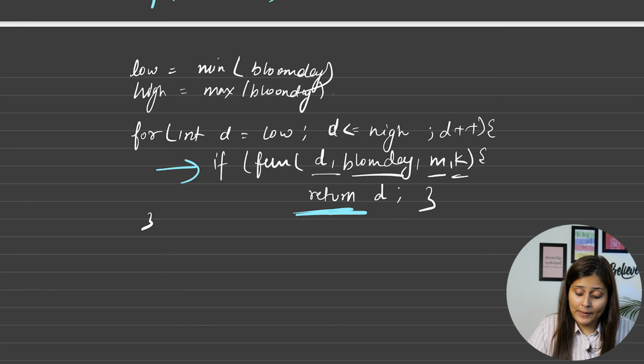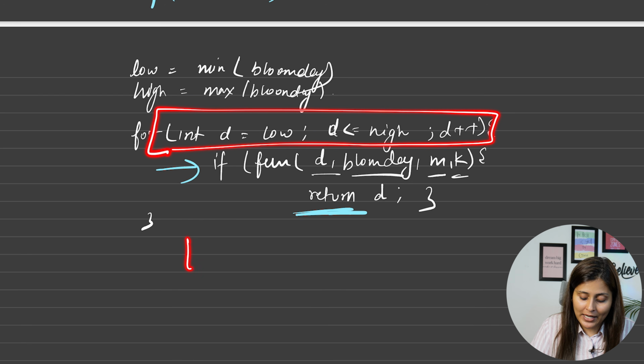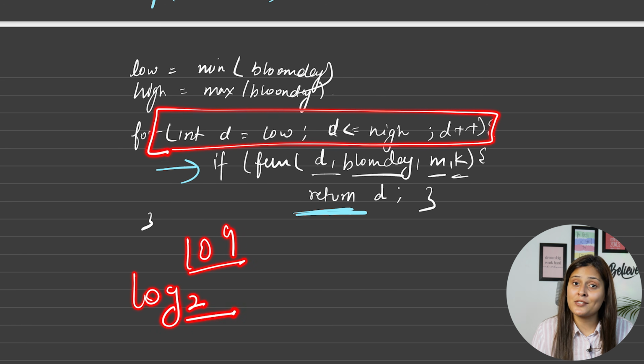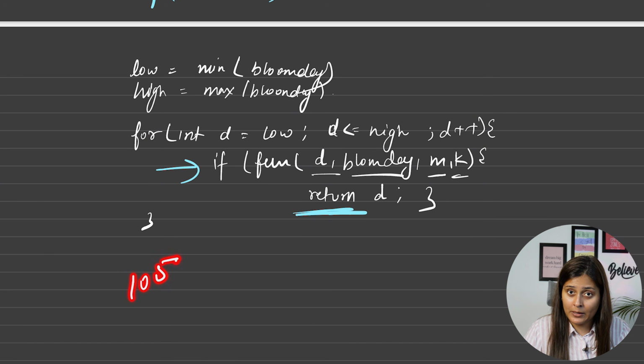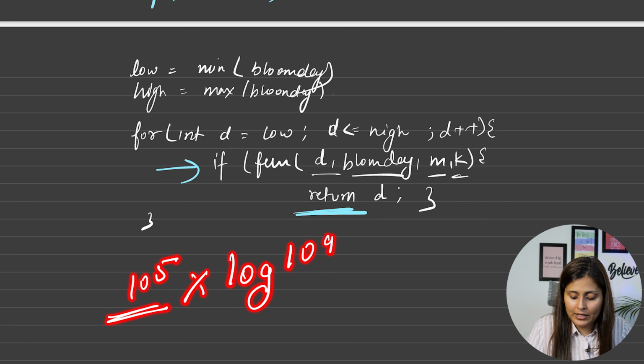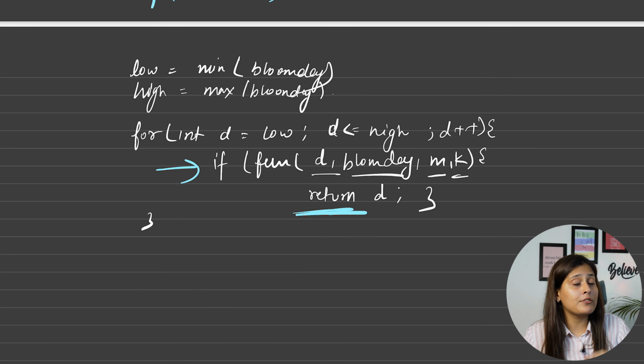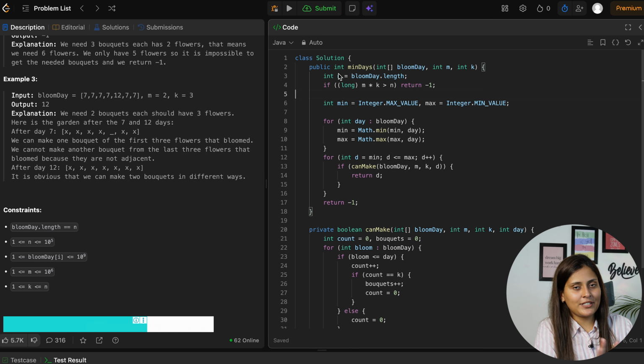Now, if we apply the binary search concept here, instead of 10 power 9, it will take logarithm of 10 power 9 base 2. So in total it will be 10 power 5, which is n, multiplied by logarithm of 10 power 9 base 2. Hence this will be faster and will not give you TLE. So let's read the code here.